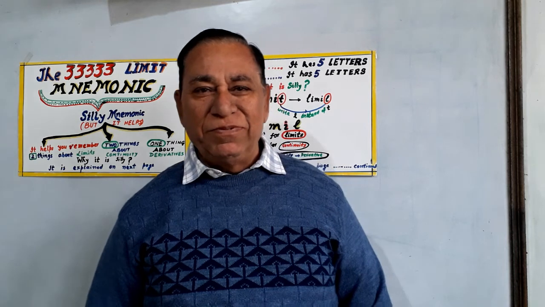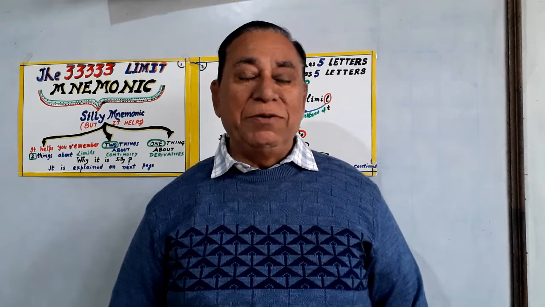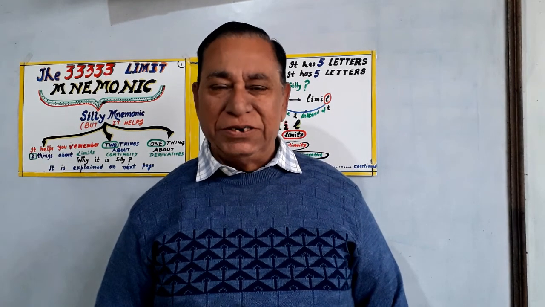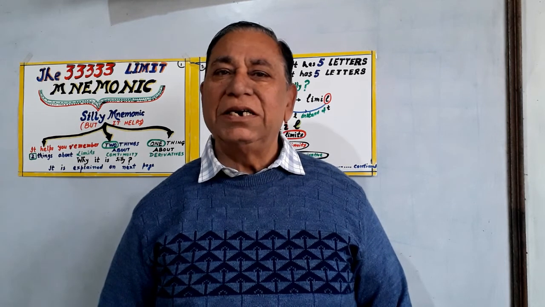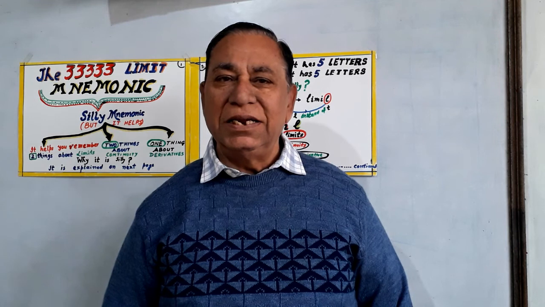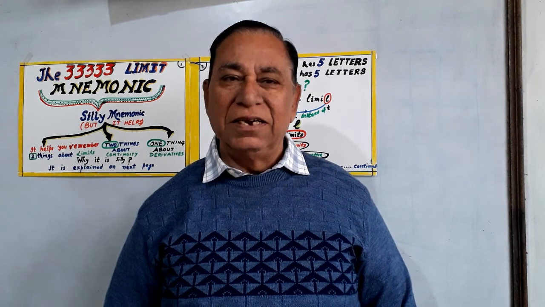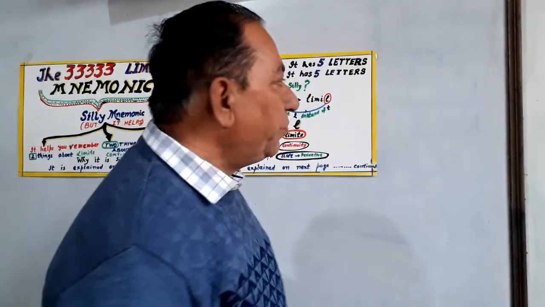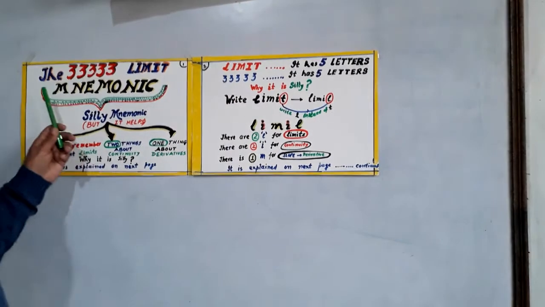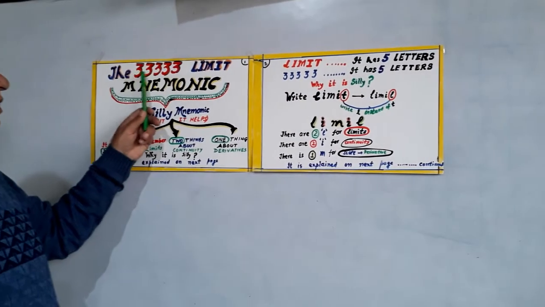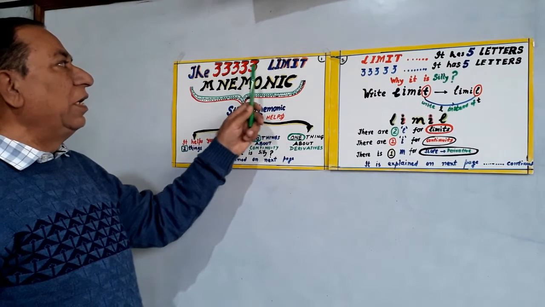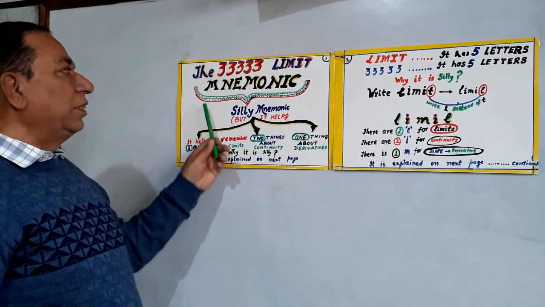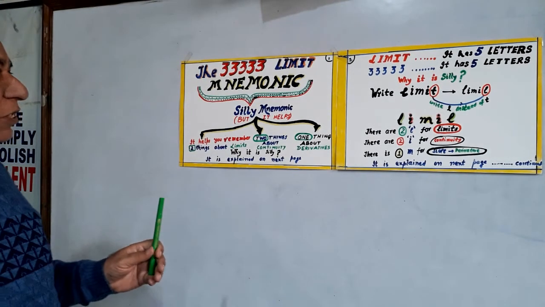I have come up with the mnemonics on limits. There is a mnemonic, its name is 33333. So look here, 33333, 5 times 3, limit. This is the mnemonic which we are going to discuss today.